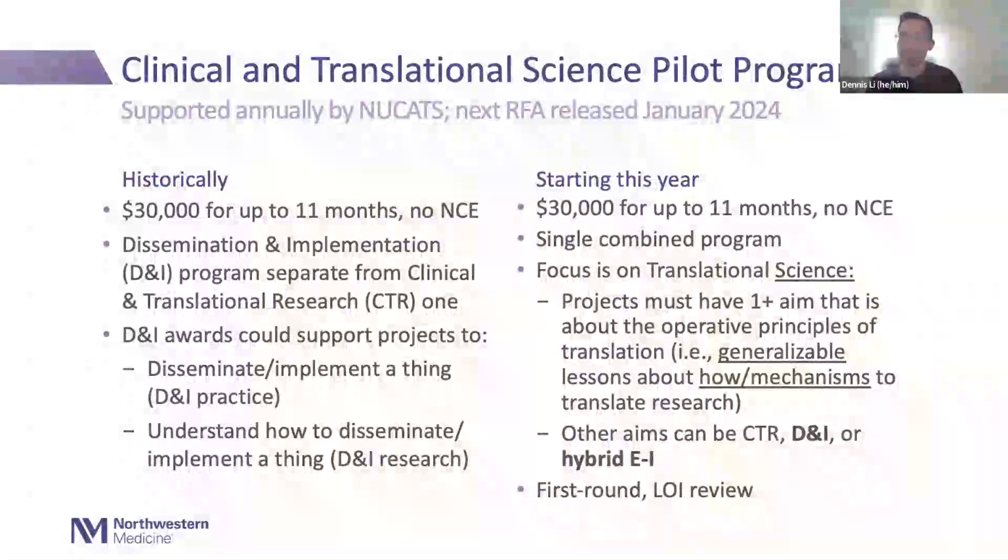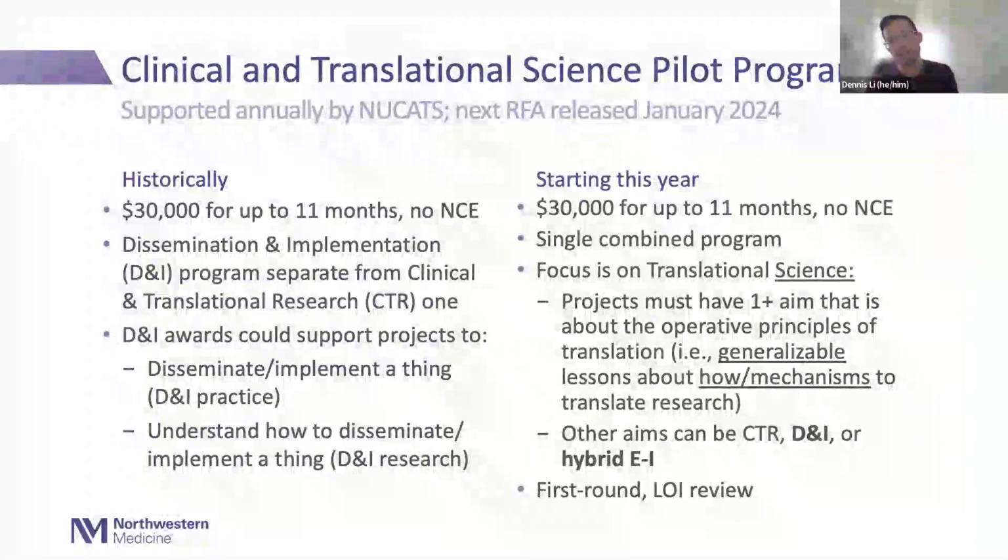Now, historically, there were 2 separate programs. There was the Dissemination and Implementation Program and Clinical and Translational Research. And the D&I awards could support both doing the thing, so you do something in practice and you have a research finding, you want to move it into the community, or understanding how to disseminate and implement a thing, which is more of the research and science part of it. So starting this year, because of the way NCATS is changing nationally, the focus is a little different. And there's a single combined program now focused on translational science.